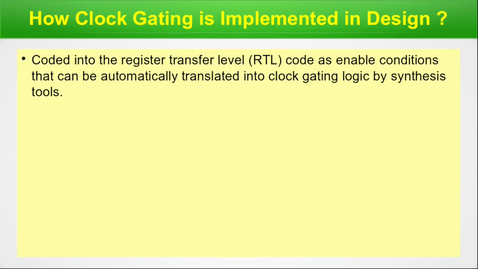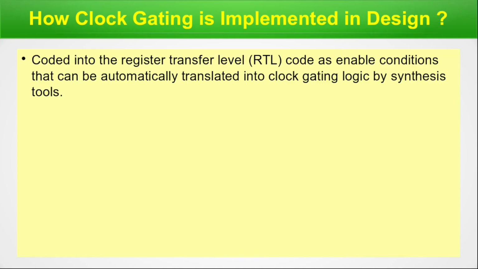How clock gating is implemented in the design. Now this comes the real question. How it is implemented. Let's see. Coded into the register transfer level code as enable conditions that can automatically translate it into the clock gating logic by the synthesis tool. So this is one way that you can do it at the very beginning at the RTL code level and encode it in such a way that the clock gating logic is automatically implemented by the synthesis tool.